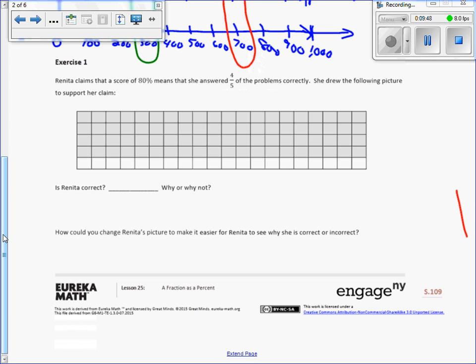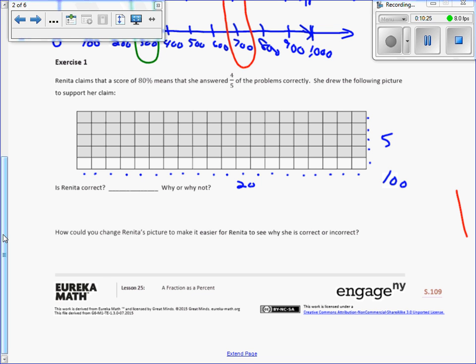Exercise 1. Renita claims that a score of 80% means that she answered 4 out of 5 of the problems correctly. She drew the following picture to support her claim. Is she correct? Why or why not? Well, we need to know what's going on here, so let's count them. 1, 2, 3, up to 20, by 1, 2, 3, 4, 5. That's 5. That's 20. That totals 100 squares. So she's got 100% here.